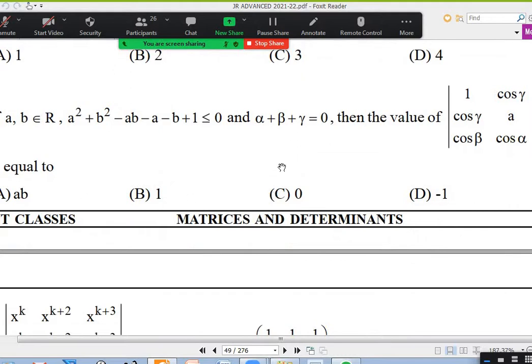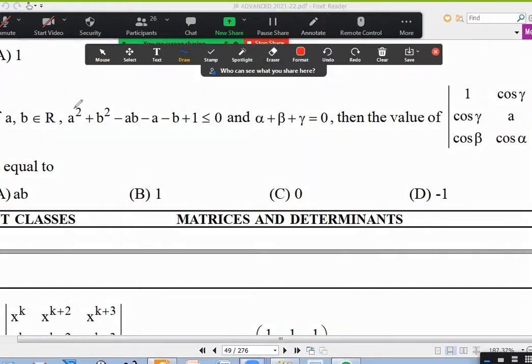Okay. 13th question. The determinant part is easy, but there is something that we can conclude from this. What is that? a square plus b square minus ab minus a minus b plus 1 less than or equal to 0. Anybody want to comment from this? What is that we can conclude?